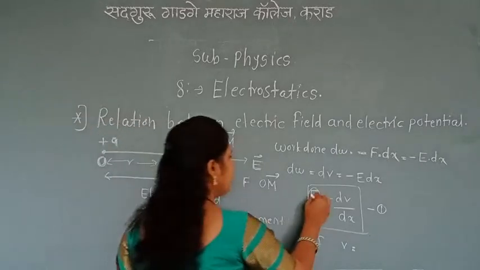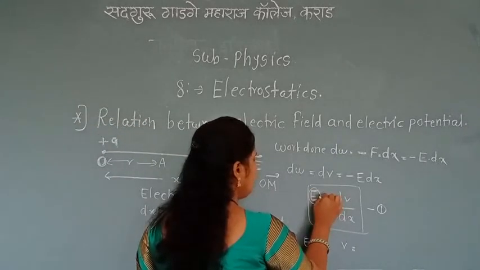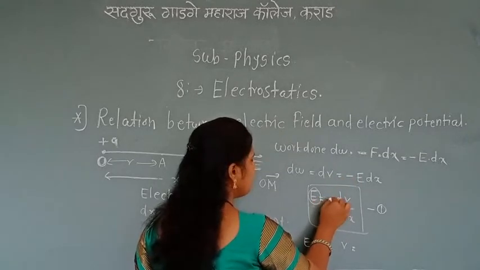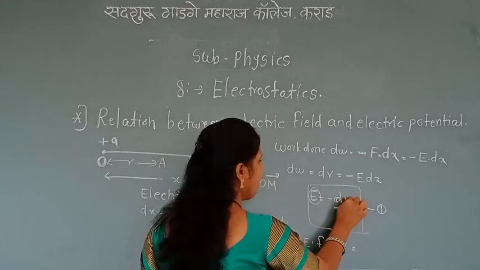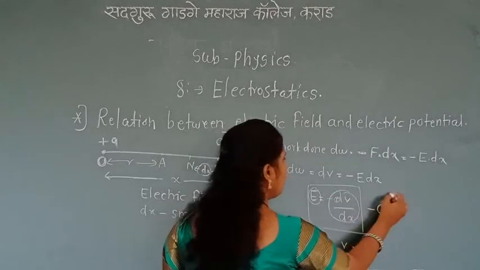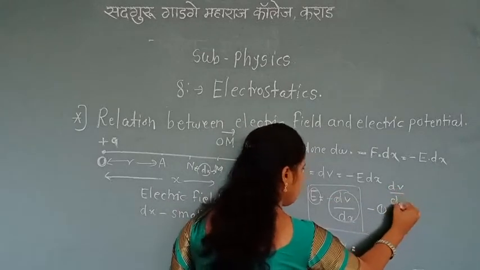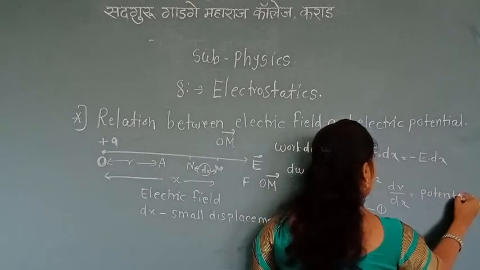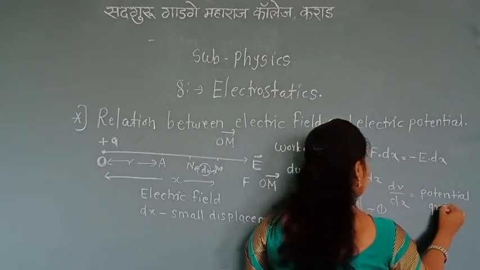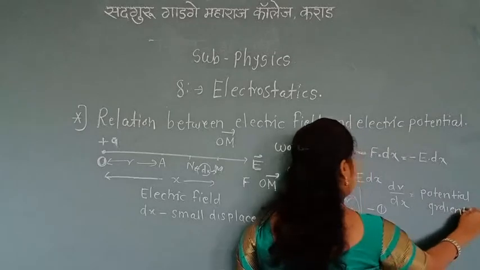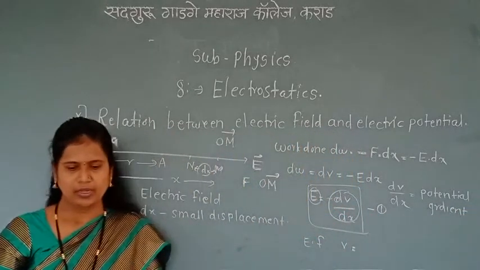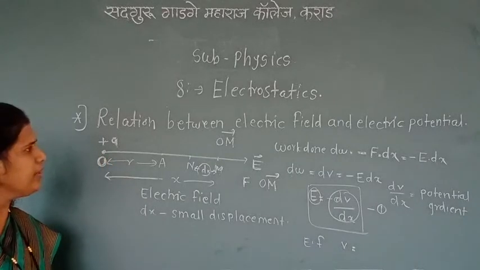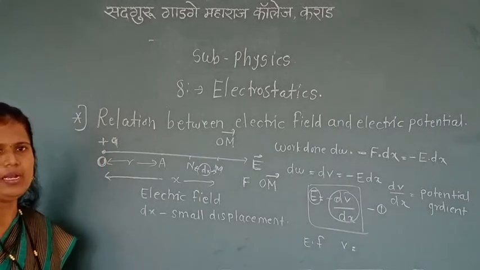How to define the relation between electric field and electric potential? The electric field is the negative potential gradient. dV/dx is also known as the potential gradient. That is the relation between electric field and potential gradient.